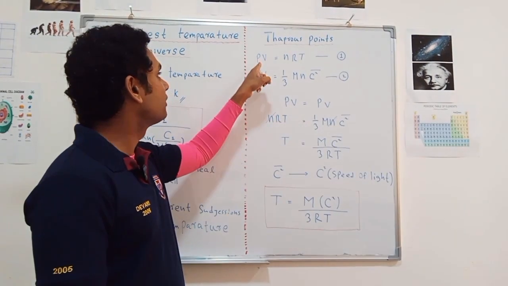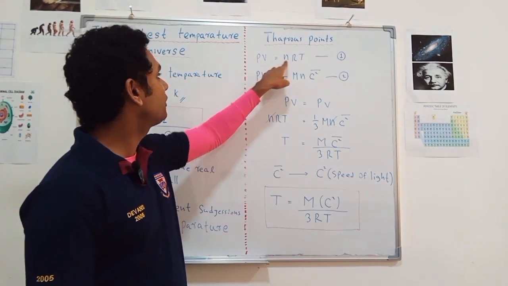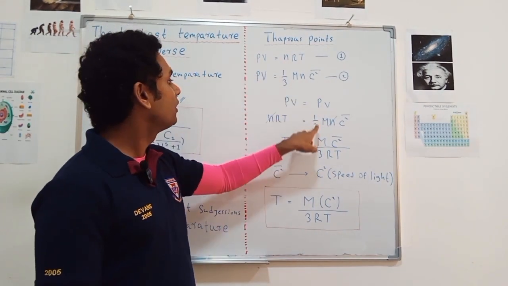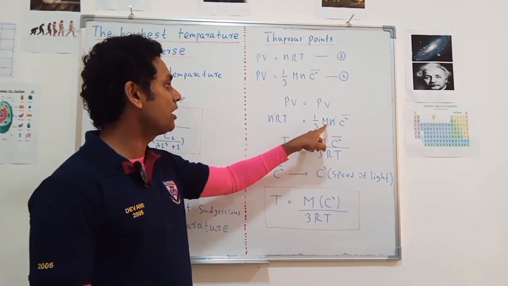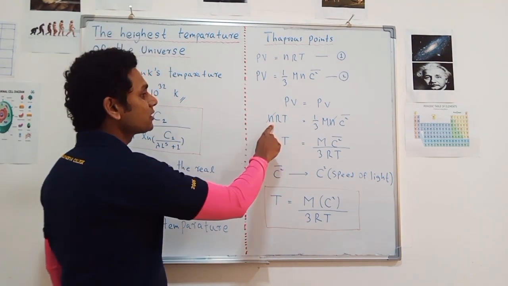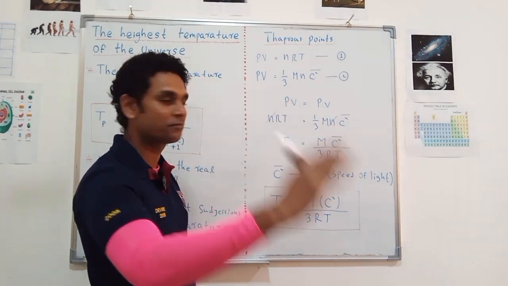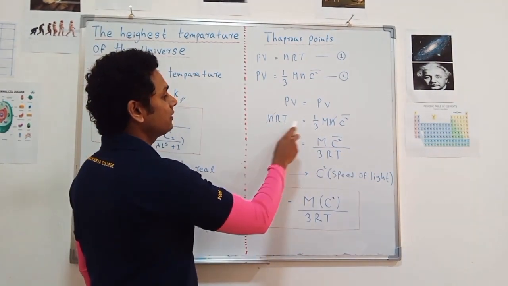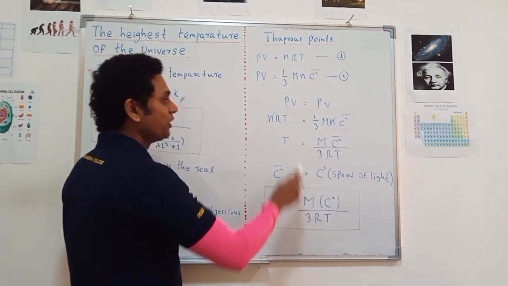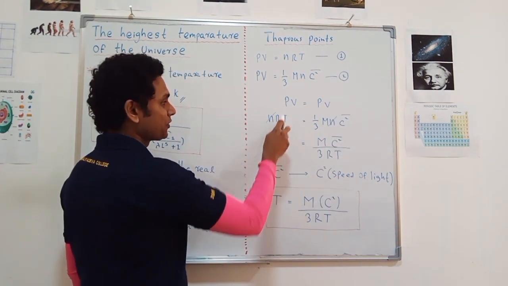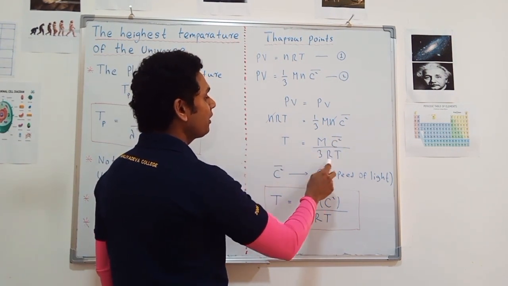Now we can make a calculation like this. PV equals nRT, and PV equals 1 by 3 m n c bar square. So nRT is equal to 1 by 3 m n c bar square. The number of moles on both sides will cancel out. So RT is equal to 1 divided by 3 times molar mass times c bar square. T is the absolute temperature, so T is equal to m c bar square divided by 3R.